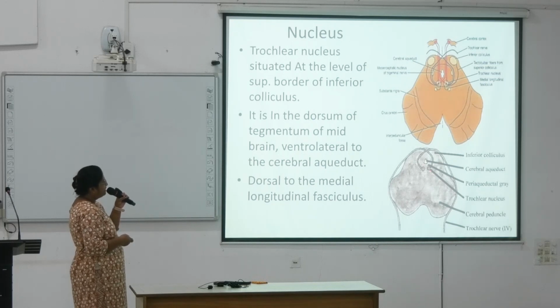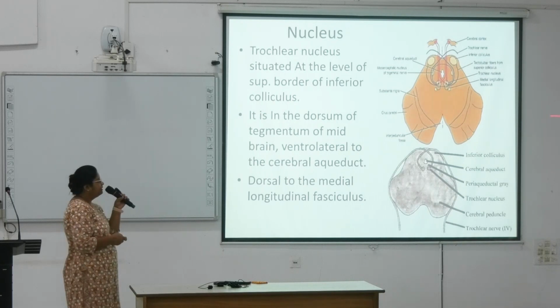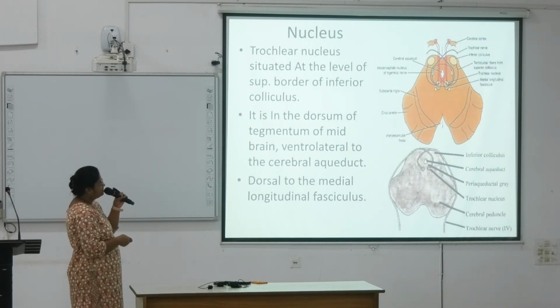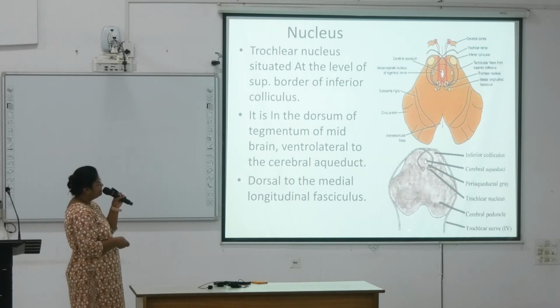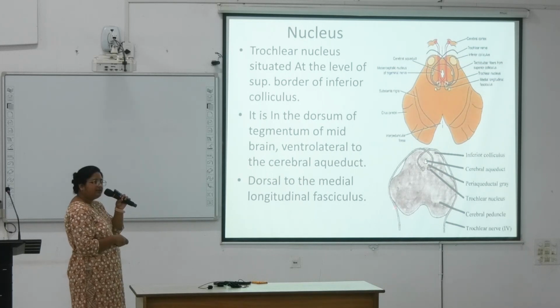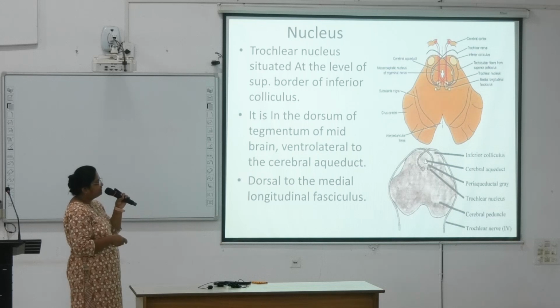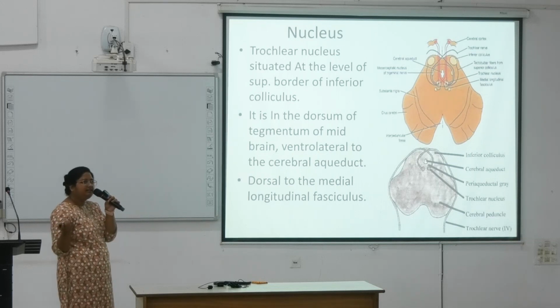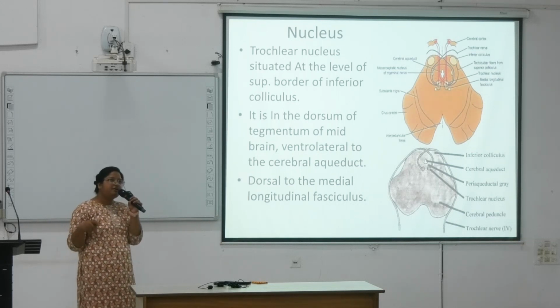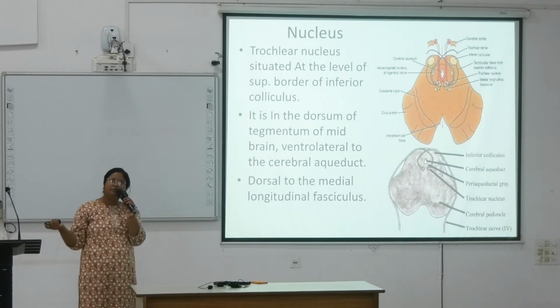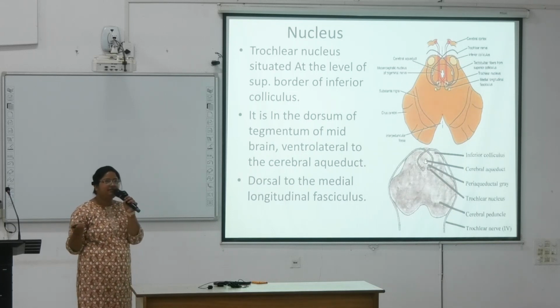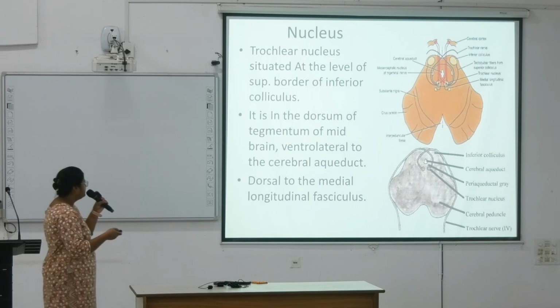Now after coming out from the nuclei, it goes to the dorsal aspect, crossing each other and coming out from the dorsal aspect of the midbrain, like this. Then it winds round the lateral aspect and goes anteriorly and traverses through the cavernous sinus, then enters through the superior orbital fissure into the orbit, supplying the superior oblique. That is the course mainly. Next.